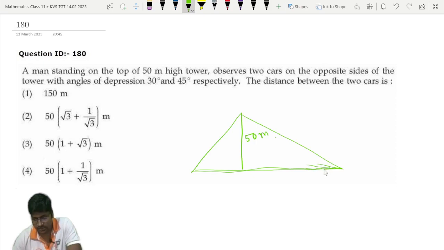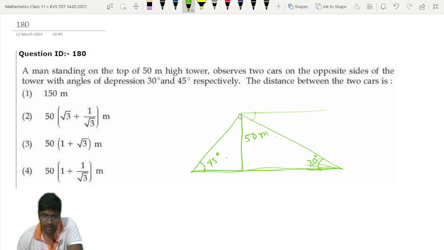My drawing may not be perfect, but you have to assume whatever I am telling. So this is 45 degree and this is 30 degree. Angle of depression means we have to draw a parallel line to the ground, and this is equal to 30 degree, which means this will also be equal to 30 degree, and this side will be equal to 45 degree. That is the definition of angle of depression. So this is 45 degree, and this is 30 degree.